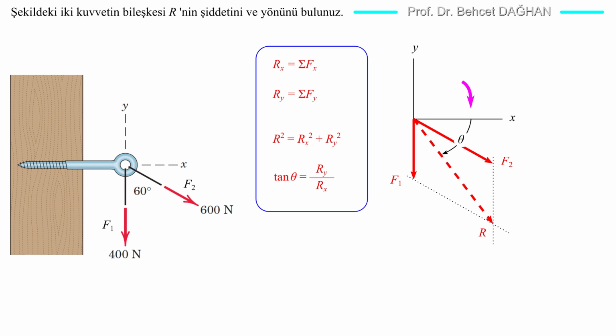Now, let's find the direction and magnitude of the resultant in terms of the rectangular components. The relations we will use are Rx equals total Fx, Ry equals total Fy, R squared equals Rx squared plus Ry squared, and tangent theta equals Ry divided by Rx. With the help of these relations, we will find the values we are looking for. First, let's find the x and y components of the resultant, the rectangular components.